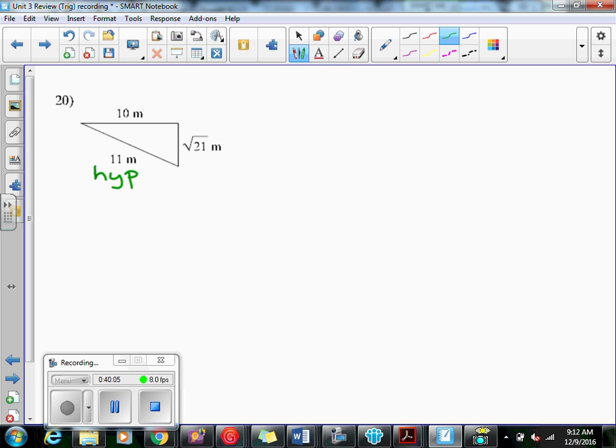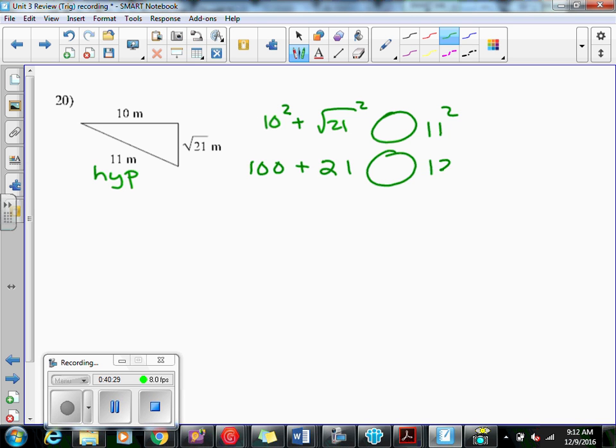So let's do our work. We have 10 squared plus the square root of 21 squared, and we're going to compare that to 11 squared. So 10 squared is 100. The square root of 21 squared is 21. If I add this, I have 121, and we're comparing that to 11 squared, which is 121. So 121 equals 121. So yes, this is a right triangle.